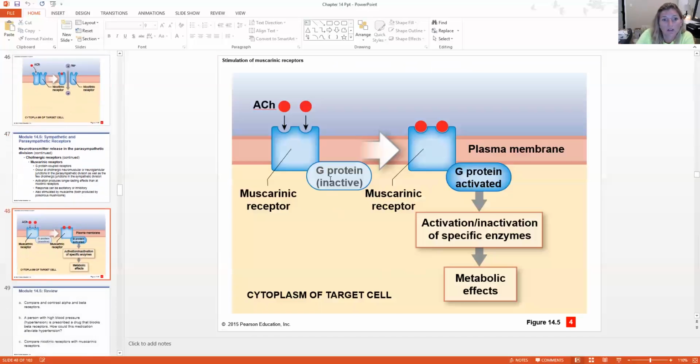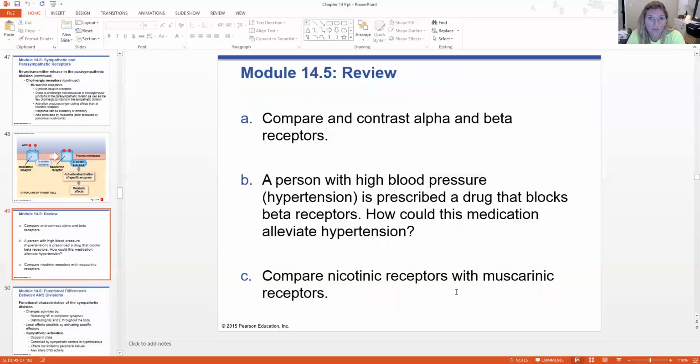So again, here you have your muscarinic receptor taking acetylcholine, activating G protein. It can activate or inactivate special enzymes and have metabolic effects. You can pause the video here, go back and answer these 3 questions.